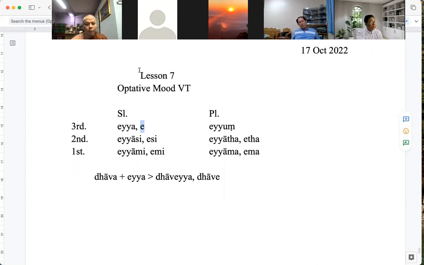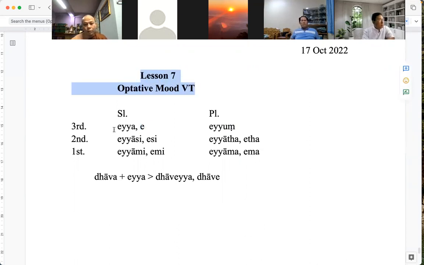So now a comment: the verb termination for the optative mood. Third person singular Eya, A; plural Eyo. Second person singular Eyasi, Asi. Second person plural Eyata, Eta. First person singular Eyami, Emi. First person plural Eyama, Ema.